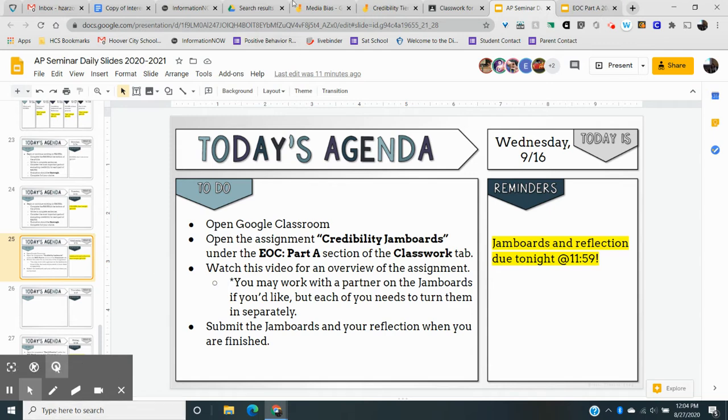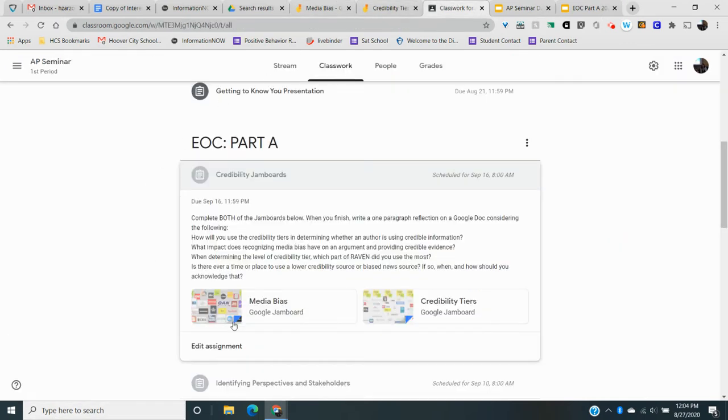So, if we go to Google Classroom, you'll see that there's a new assignment posted under EOC Part A, and it's called Credibility Jamboards. And so you have three things that you need to do today. The first one is going to be this media bias Jamboard. The second one is going to be the credibility tiers Jamboard. And then the last one is a reflection that you will write in about a paragraph.